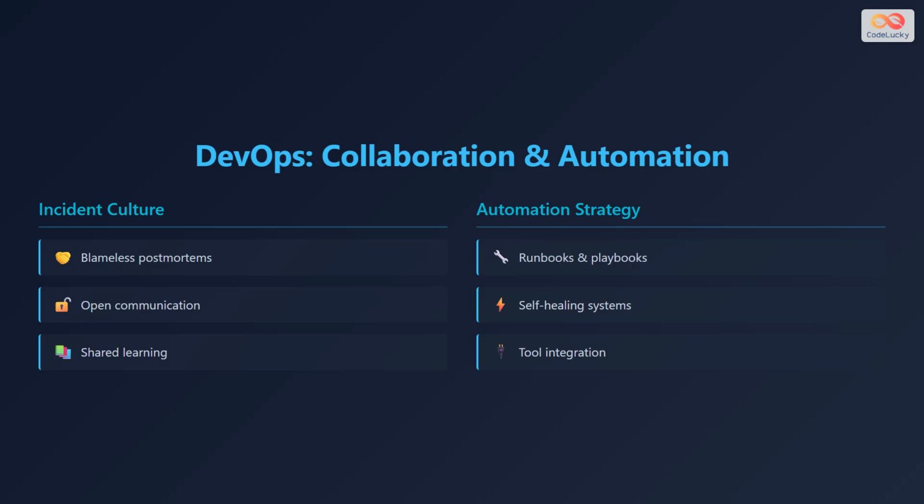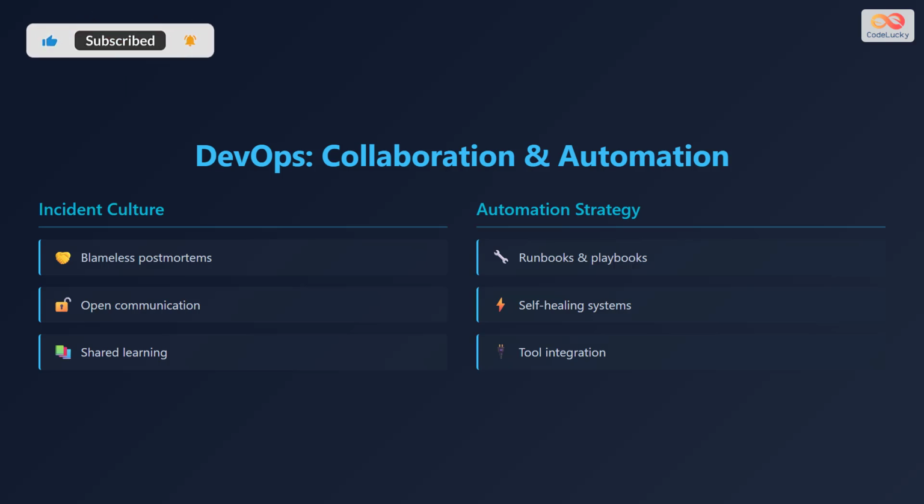DevOps emphasizes culture, processes, and tools that break down silos between development and operations teams. In incident culture, blameless postmortems are essential. This means investigating what went wrong without blaming individuals. The focus is on understanding the system and process failures that allowed the incident to happen. Open communication during incidents ensures everyone has necessary information. Shared learning across the organization means converting incident experience into organizational knowledge.